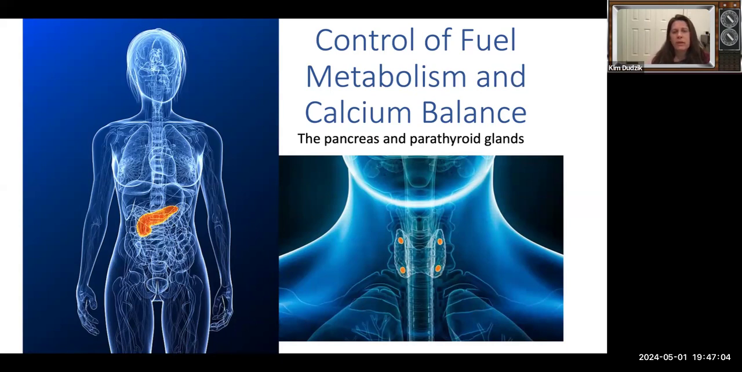some of the other glands that we talked about in that they're not necessarily controlled by the hypothalamus/pituitary system. So these are going to be directly stimulated by the mineral or nutrient molecule that they're trying to regulate. So we're going to jump into the pancreas first, and then we'll cover the parathyroid glands.